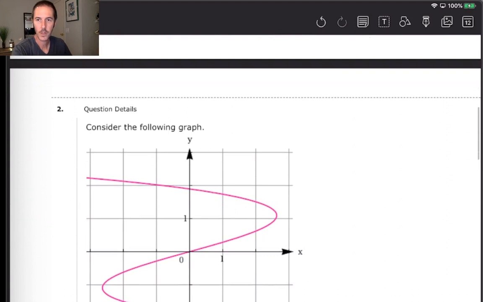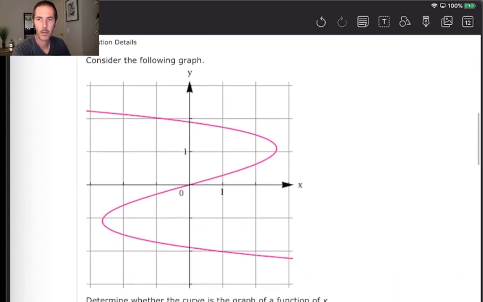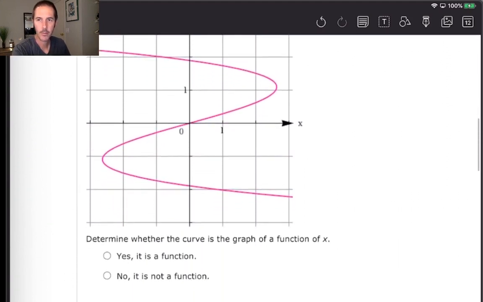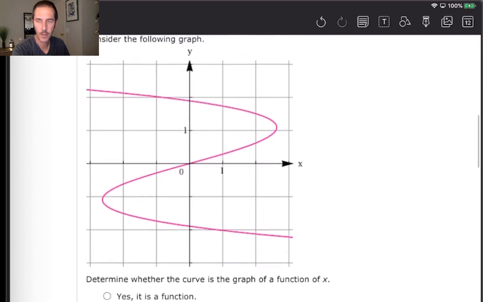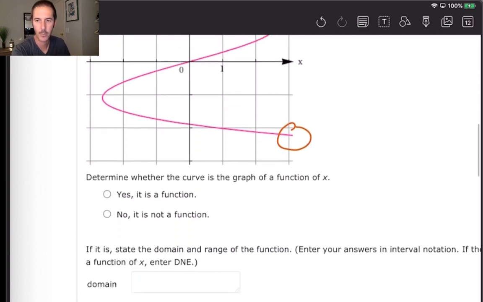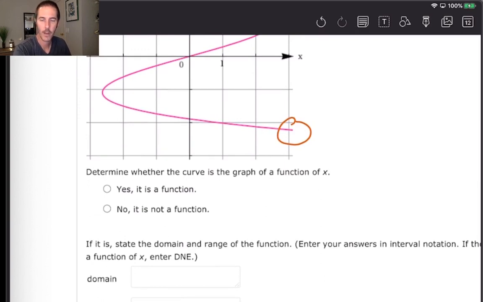Problem number 2, this is a nice throwback. Consider the following graph. All right, and this thing goes flying off the graph there to the left and off to the right, so we assume that this thing goes forever left and forever right, and therefore forever up and down. Determine whether the curve is the graph of a function.